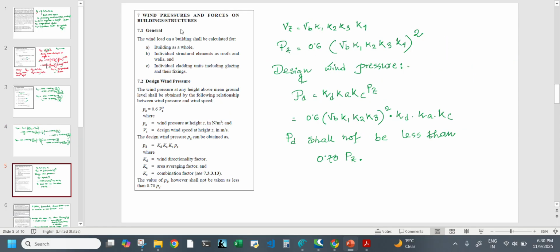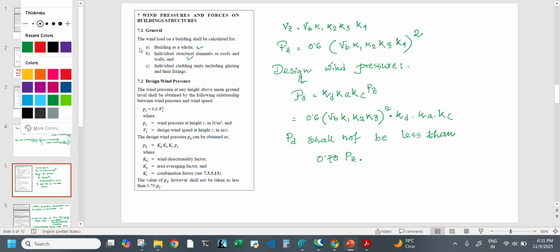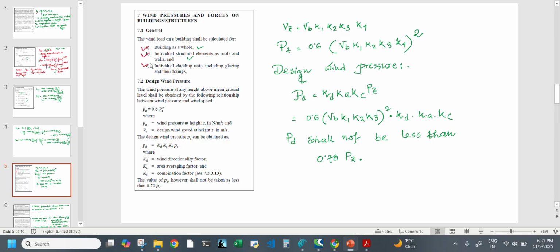And now the wind pressure forces on the building or structure. The wind load on a building can be calculated for the building as a whole, or for an individual structure or individual cladding unit including the glazing and fixing. How to calculate the wind pressure? The design wind pressure, we know, is Pz equal to 0.6 Vz squared, with wind pressure in Newton per square meter. And now you can see this.